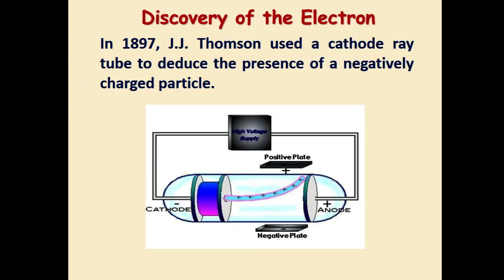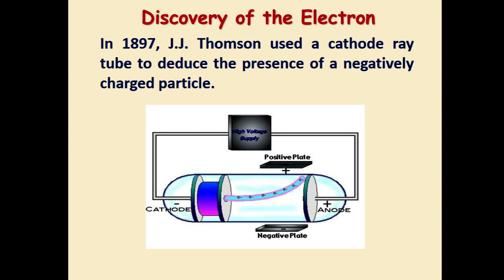Discovery of the electron. In 1897, J.J. Thomson used a cathode ray tube to deduce the presence of a negatively charged particle. A cathode ray tube is made of glass containing two thin pieces of metal called electrodes sealed in it. The electrical discharge through the gases could be observed only at very low pressures and at very high voltages. The pressure of different gases could be adjusted by evacuation of the glass tubes.